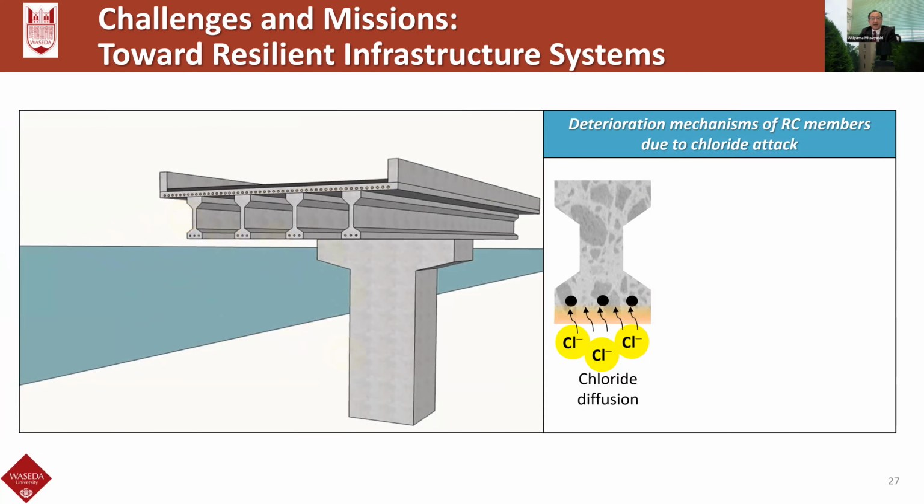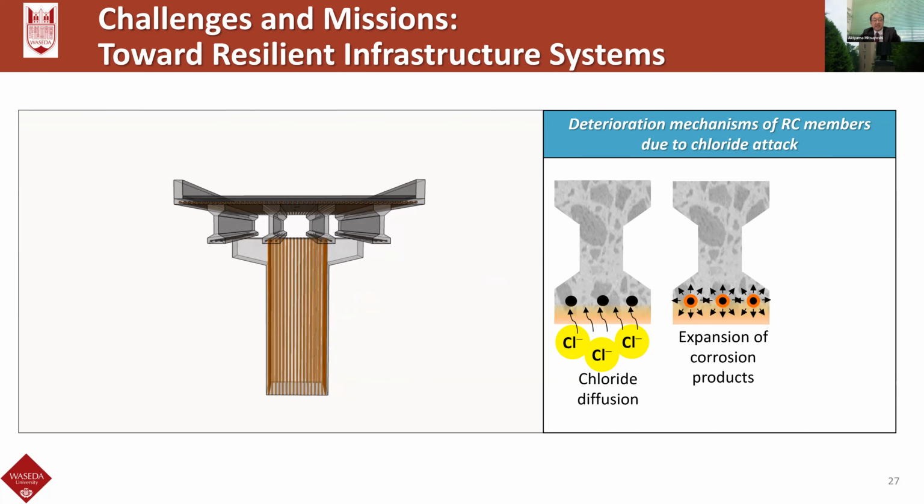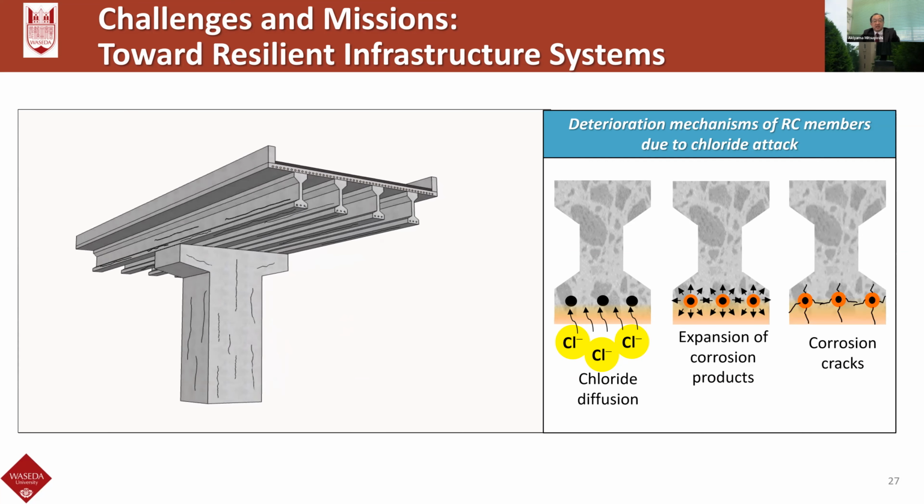So from the past research in the literature, we clearly understand the basic procedure of steel corrosion due to chloride attack. So when chloride content at the rebar is larger than the threshold at the rebar, steel corrosion begins. The expansion of corrosion product causes the cracking and spalling of concrete.